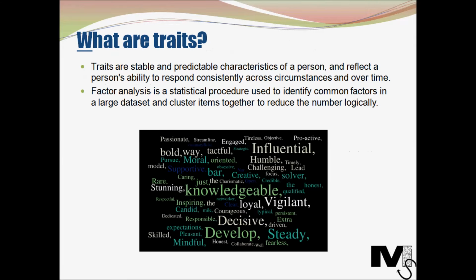Now, what are traits? According to Cattell, traits are stable and predictable characteristics of a person and reflect a person's ability to respond consistently across circumstances and over time. Cattell identified a number of traits and later used factor analysis to reduce the number down further. Factor analysis is a statistical procedure used to identify common factors in a large dataset and cluster these items together to reduce the number logically.